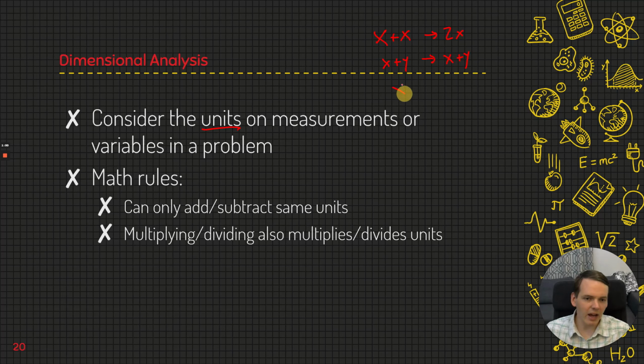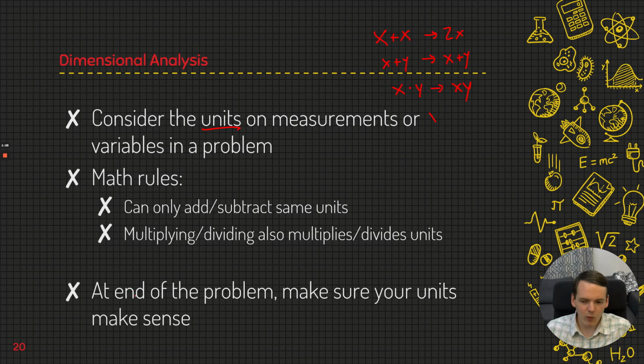But just like in math, we can multiply an x and a y and combine them. We can also do the same with units. So if you have meters plus seconds, you can't do that. You can't add meters to seconds. But if you have meters times seconds, you can do that, and you can get complex units of meters seconds.